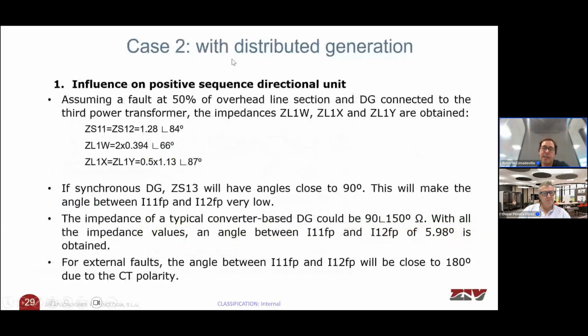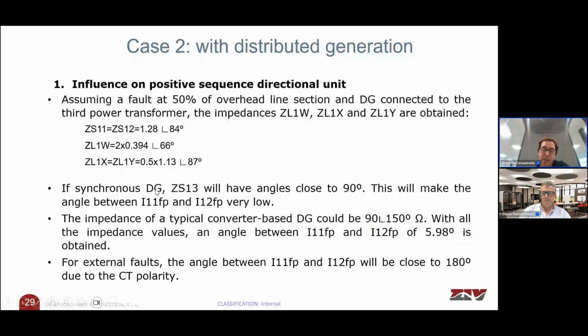And finally, a case with distributed generation. We have generated an internal fault at 50% of the overhead lines, with the distributed generation connected to the third power transformer. We are getting these values for the impedances at both ends of the fault.